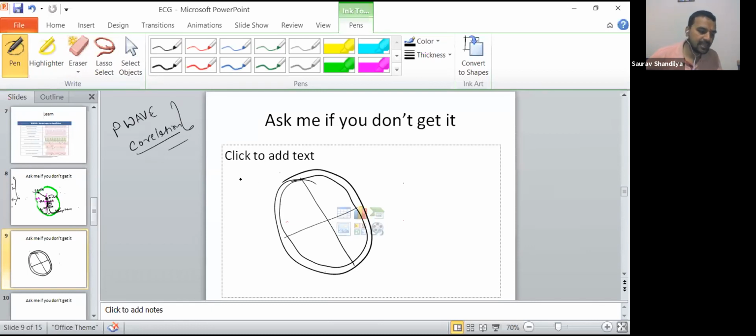I have drawn a simple heart. I want you to trust me for lead 2: this is negative, and this is positive, just for understanding. Axis part I'll talk about later. There is something called left axis deviation and right axis deviation, and the heart itself is not a straight thing. It is tilted about 59 degrees; the apex is down and the base of the heart is up, as every one of you knows. What I was saying, I'm correlating with the P wave, so I will draw the P wave first.